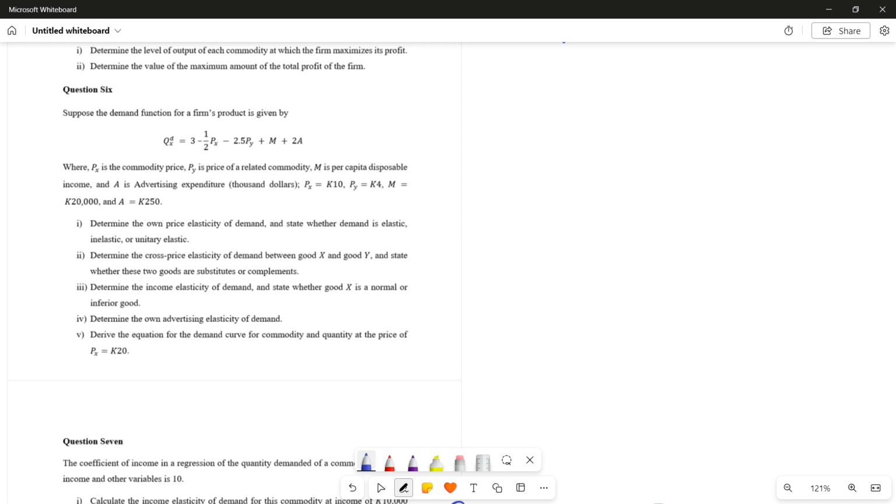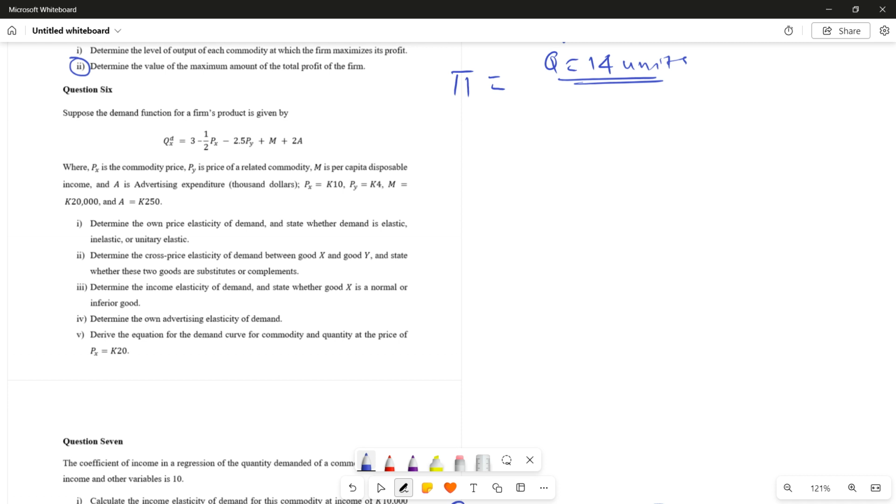The other part now, for B, this one you have not missed, Mr. Mpanza. Now we're together. Determine the value of maximum amount of total profit of the firm. So we want to find profit of the firm given that output is 14 units.